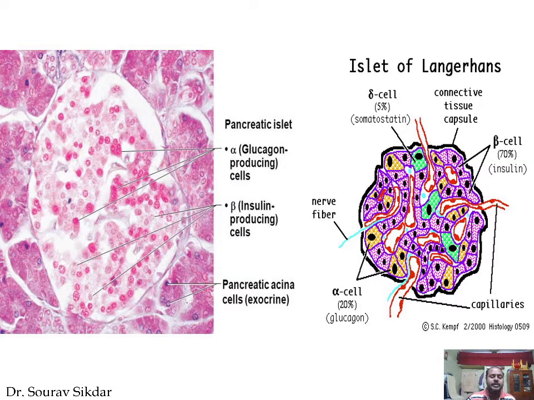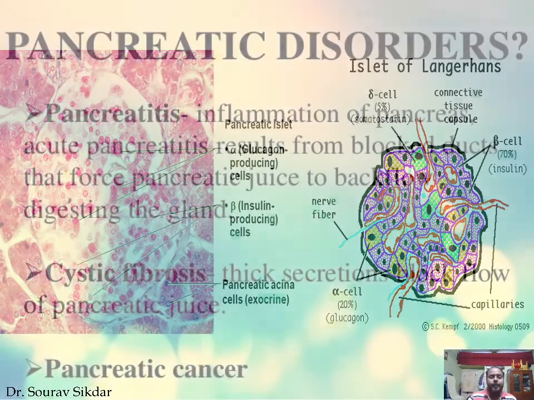The remaining 5 to 10% are D or delta cells, which are involved in the somatostatin hormone to maintain the balance of insulin and glucagon. The remaining 0 to 2% is PP cells, or pancreatic polypeptide cells, which are never found normally and have no role in human physiological regulation.